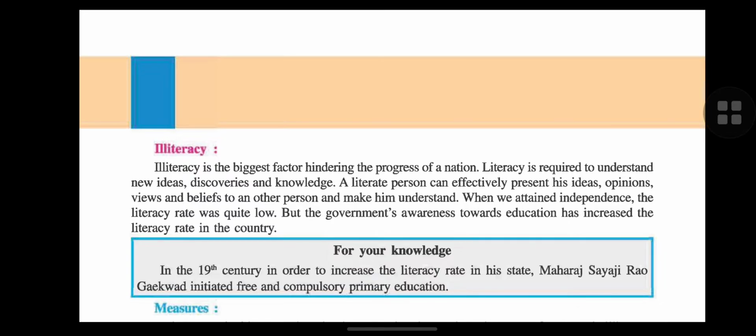That is illiteracy, meaning uneducated people. If the citizens of India are not educated properly, then development would not flourish. Illiteracy is the biggest factor hindering the progress of the nation. Literacy is required to understand new ideas, discoveries, and knowledge. Why is literacy or education required? Because it brings the understanding of new ideas.